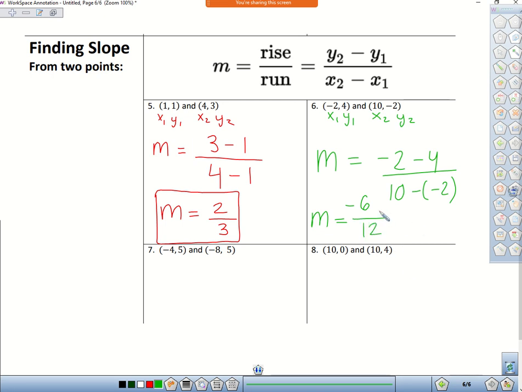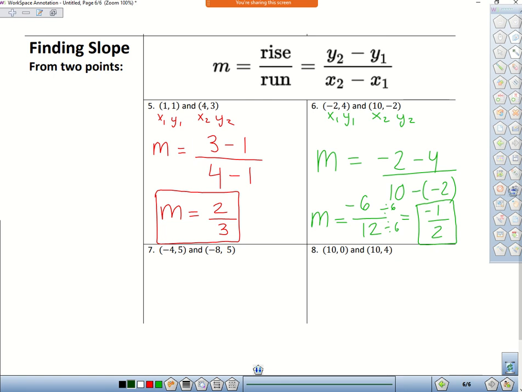But can we reduce this fraction? Yes. What does this become? 3 over 6. We can keep reducing. Negative 2 over 4. Keep going. Negative 1/2, right? Negative 1/2. Because I can divide the numerator and denominator by 6, which will give me 1/2.